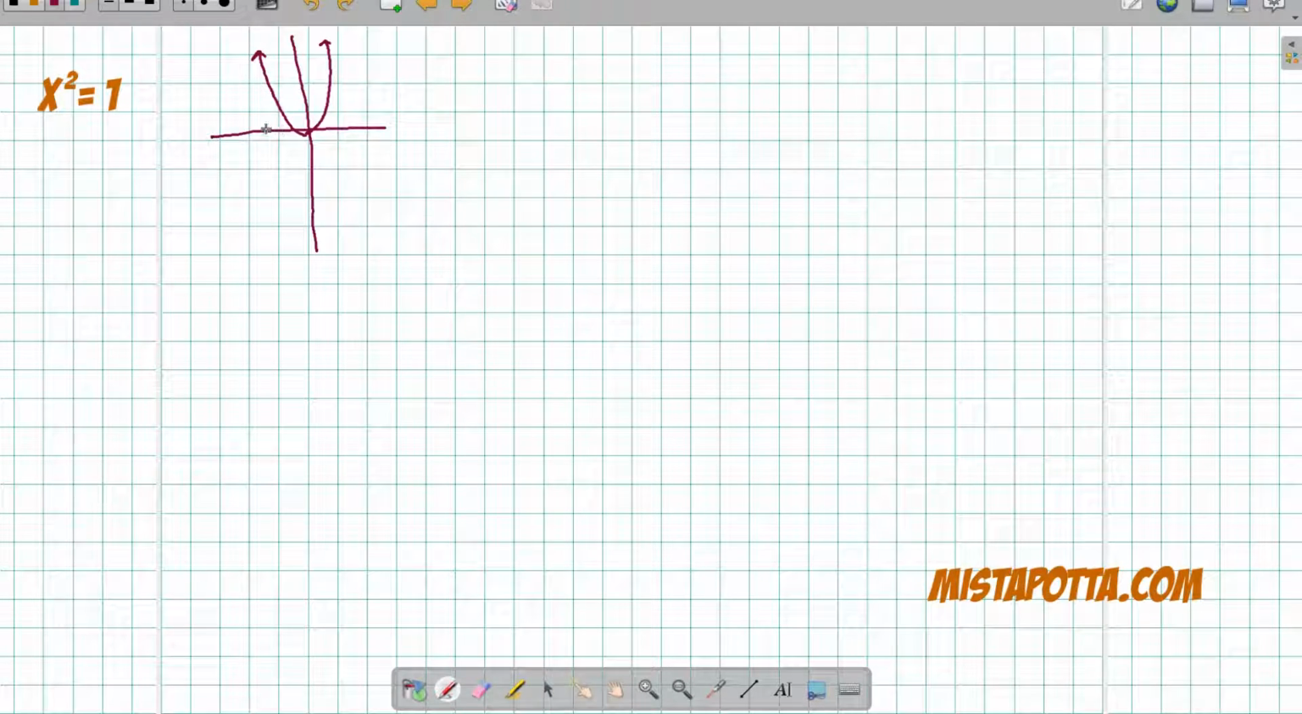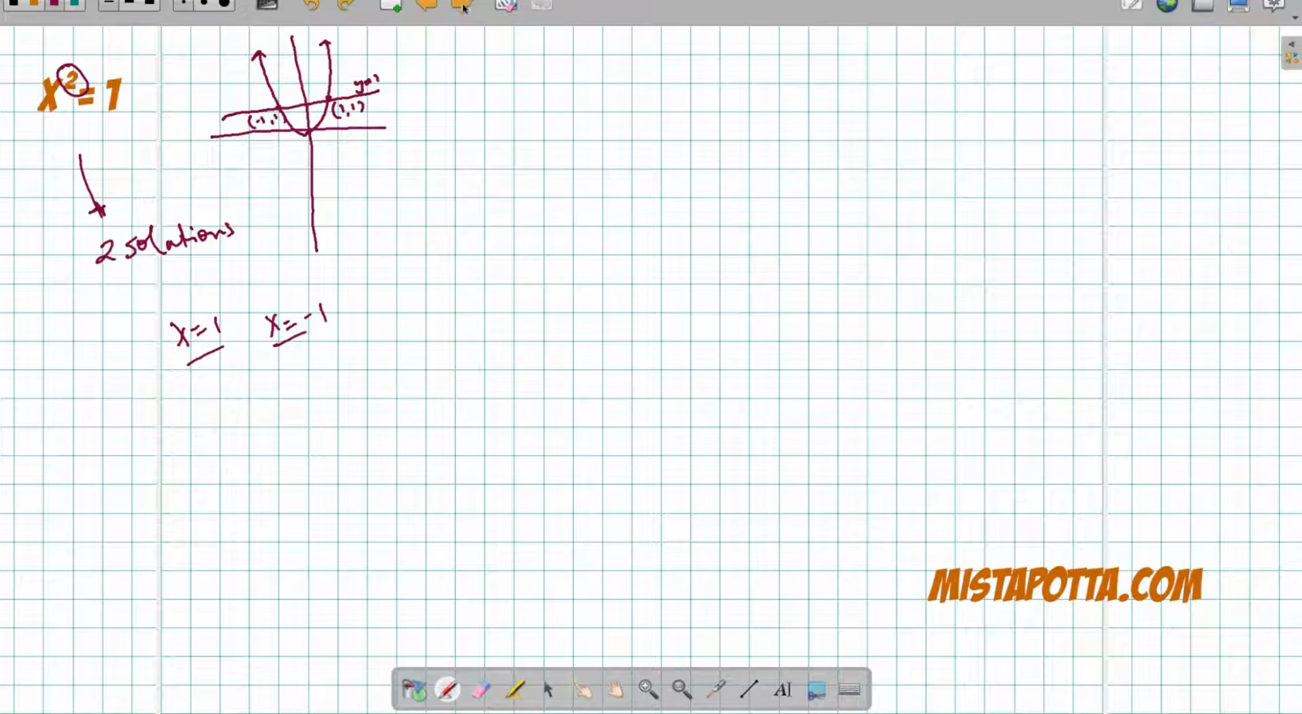And the idea is that if I have the line y equals 1, I know this is going to intersect at 2 points. It's going to intersect at the point (1, 1), and it's going to intersect at the point (-1, 1), which means that we have two solutions. We have x equals 1, and we have x equals negative 1. And of course this makes sense because it's a second degree polynomial, so we should have two solutions.